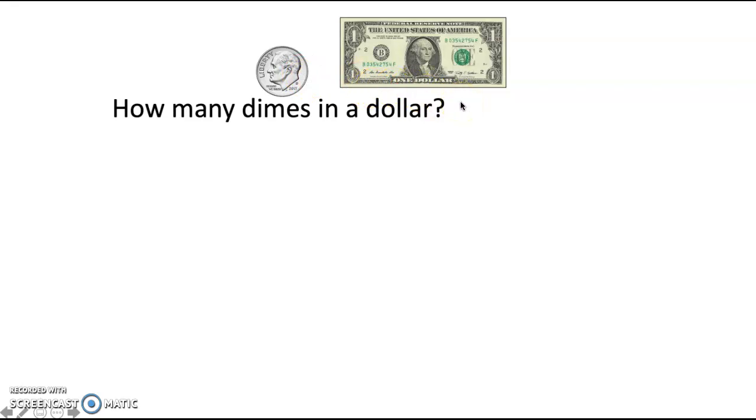So you can pause the video and count by tens, or you can hear me counting by tens. I'm going to use my fingers so I don't get lost. Okay, 10, 20, 30, 40, 50, 60, 70, 80, 90, 100, or $1. How many times did you count by 10? 10 times, so that means you used 10 dimes to get to $1.